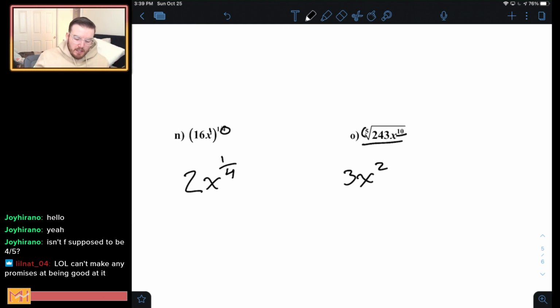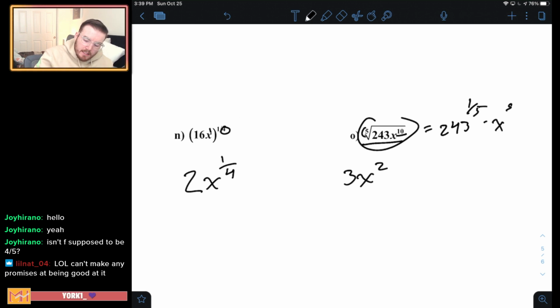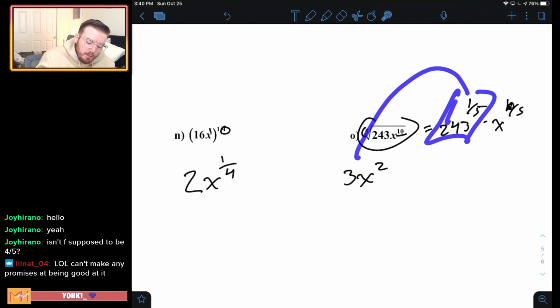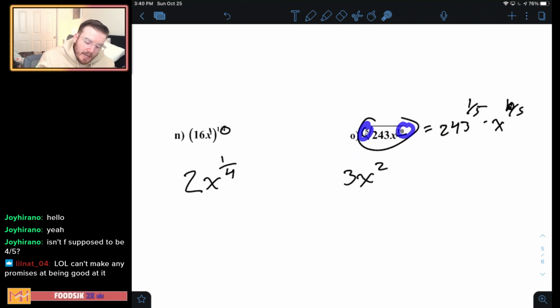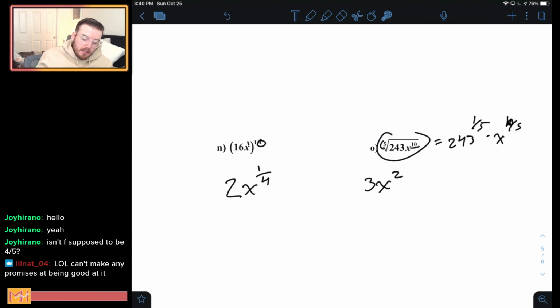All I'm doing quickly is division, because remember, what I'm imagining in my head is that this is the same thing as 243 to the 1/5 times x to the 10 over 5. There's a 1 that I can't see here on the 243. So I'm rewriting in my head nonstop. The exponent becomes the numerator, and the size of the root is the denominator. So the fifth root of 243 is, boom, 3. And then 10 over 5 is 2. This is much prettier and cleaner.